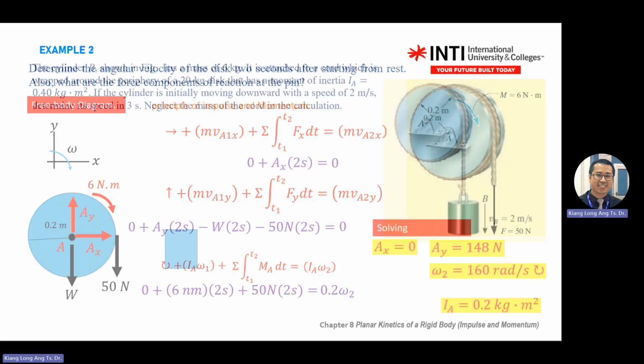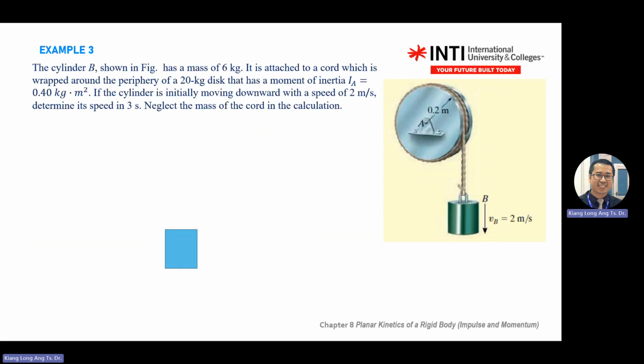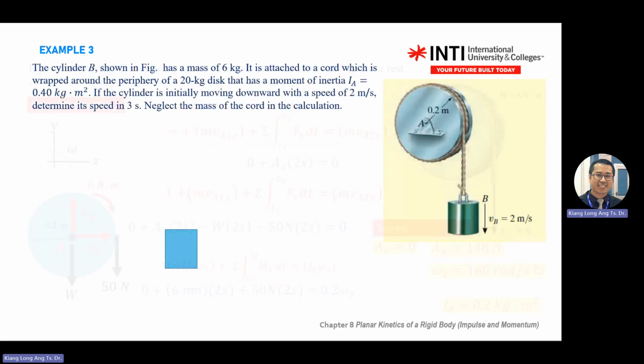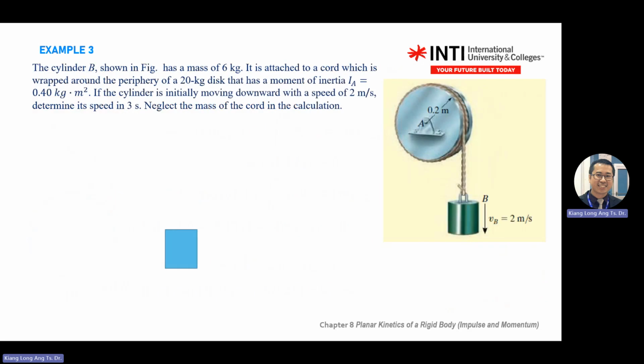Okay, let's see example 3. Same scenario, but now I add another object below there. You see, it's actually similar, but now I add one more object pull down. The difference is in example 2, I use force. In example 3, I use an object with the velocity. So same setup, 6 kilo, previous one is 10. Now it's changed to 6.